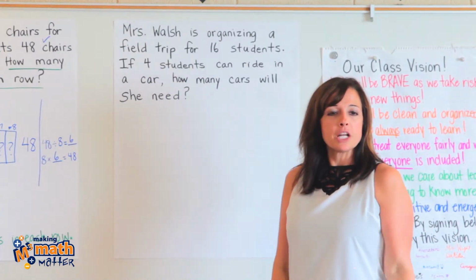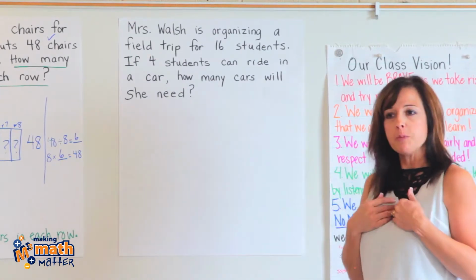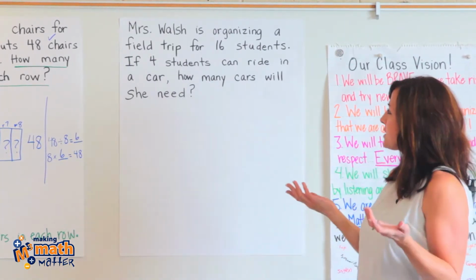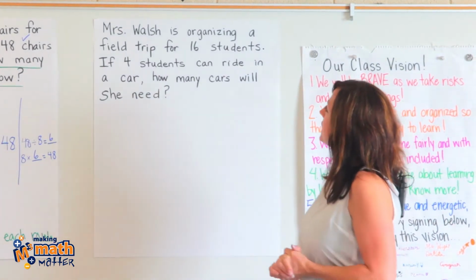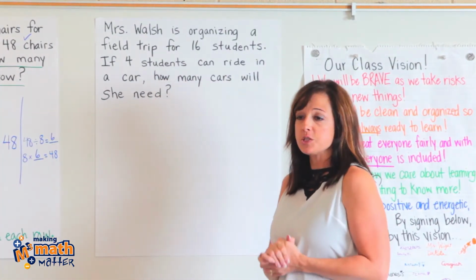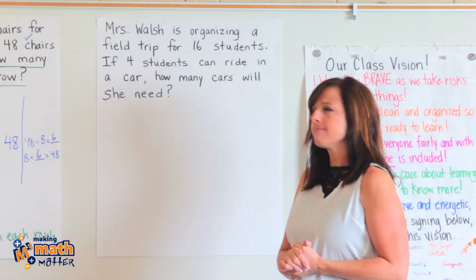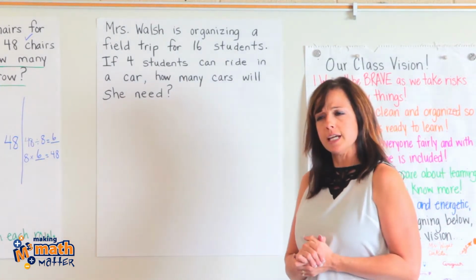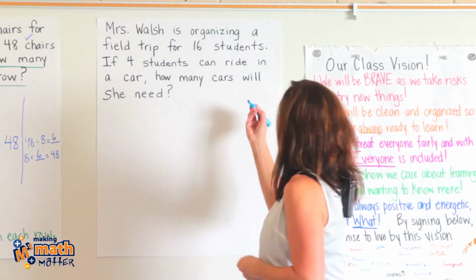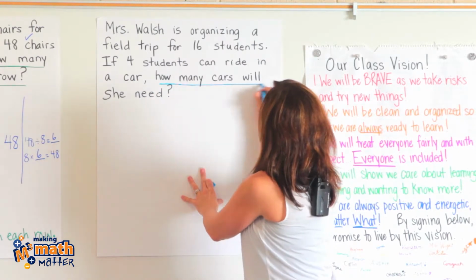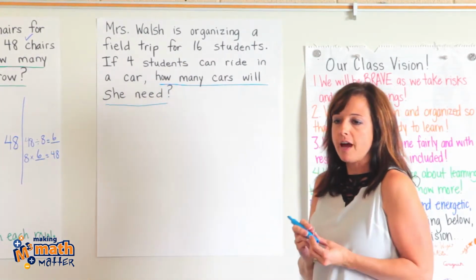All right, today we're going to use our model drawing steps to tackle this problem that I wrote about myself. So we're going to start with step 1, which is always to read the problem. Mrs. Walsh is organizing a field trip for 16 students. If 4 students can ride in a car, how many cars will she need? Well, let's go ahead and underline that question. How many cars will she need? That's our question. We need to focus on that.